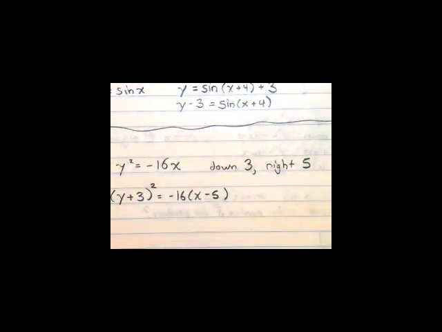What do I do to move these around? Okay. This new one that I just came up with, where's the vertex? 5, negative 3, right?